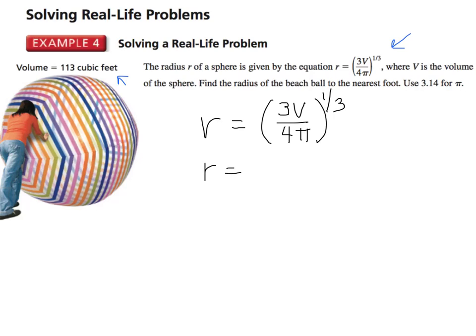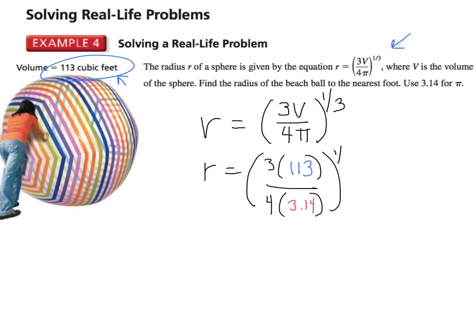So r equals 3 times, well, we're given the volume. The volume is 113. We also know pi, and pi is 3.14, all to the 1/3 power. So we substituted 113 for v and 3.14 for pi. Now we multiply the two numbers together. So 3 times 113 is 339, and 4 times 3.14 gives you 12.56, all to the 1/3 power.